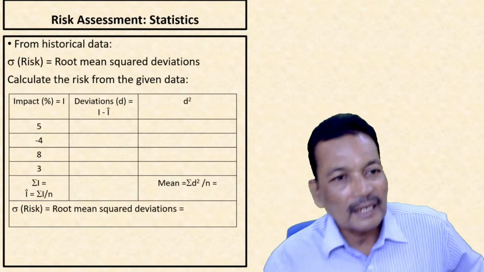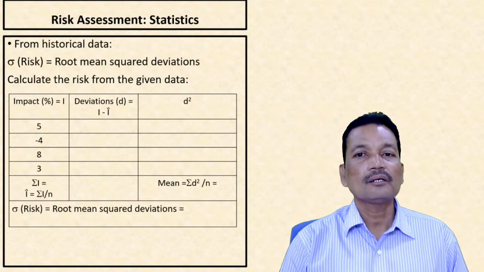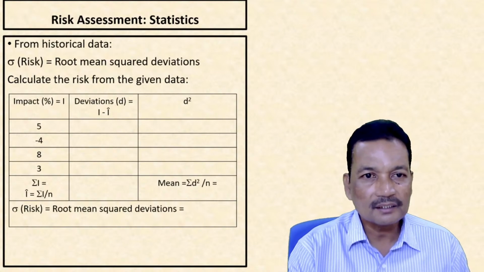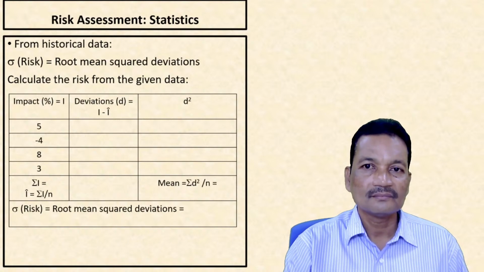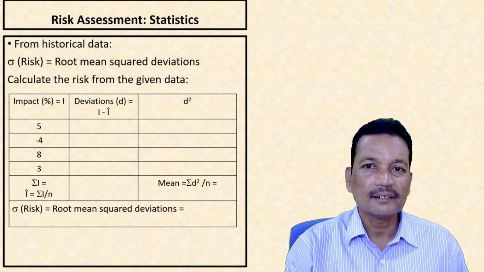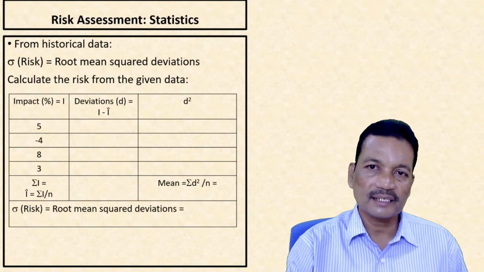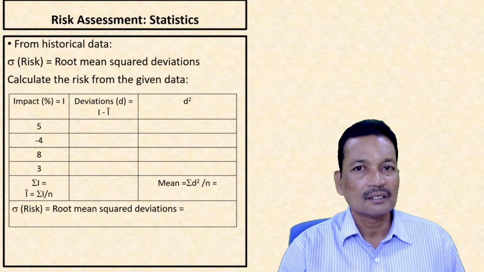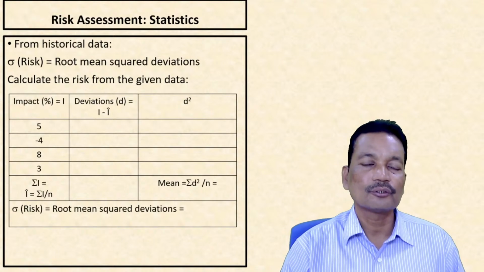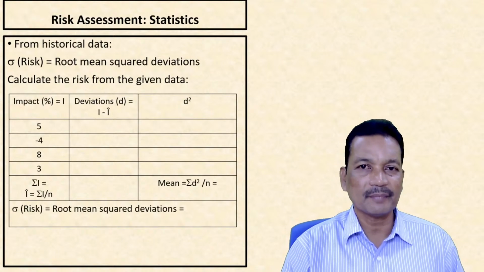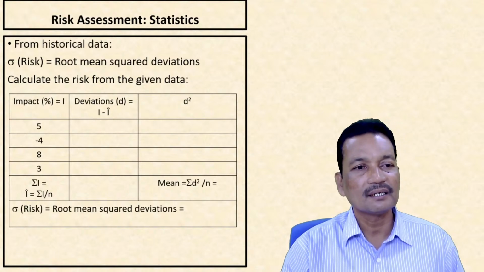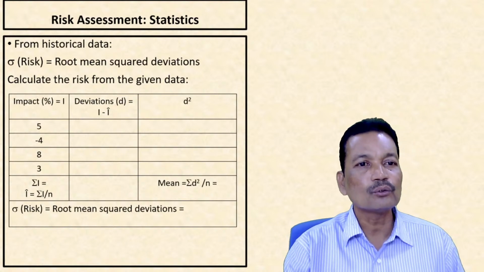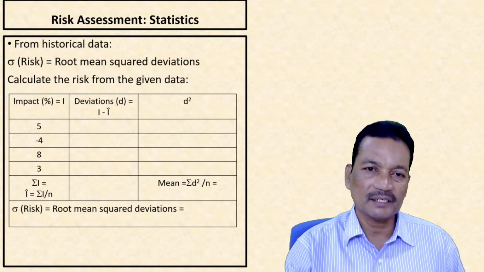Now, how can I find out the risk or measure the risk? In statistics, we measure the risk in two ways, from the historical data or from the future information. Now, the symbol used for risk calculation is sigma. All of you can see there sigma, that is risk. It is calculated using the formula root mean squared deviations.